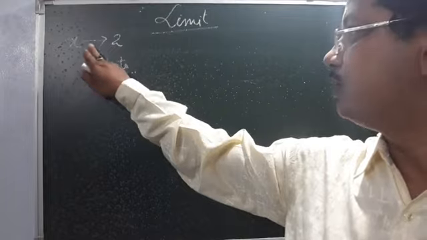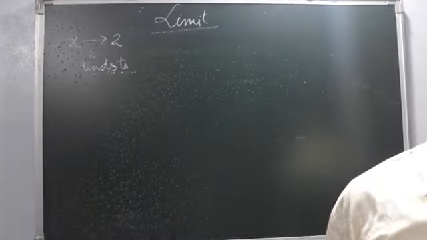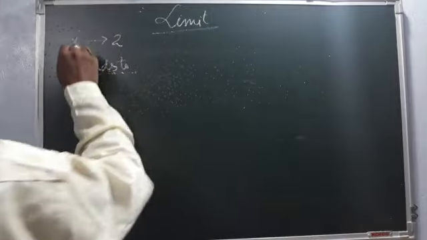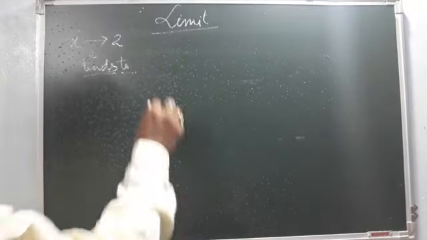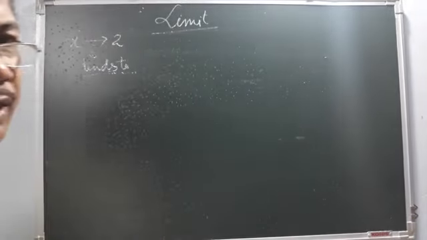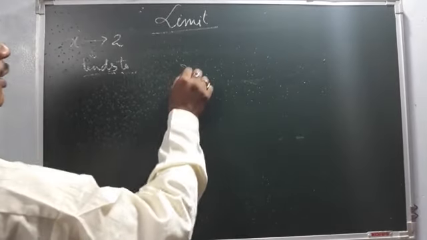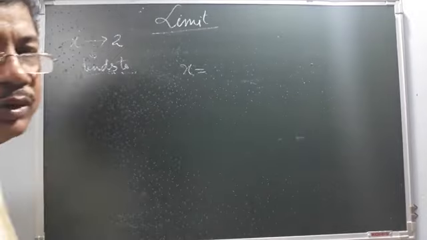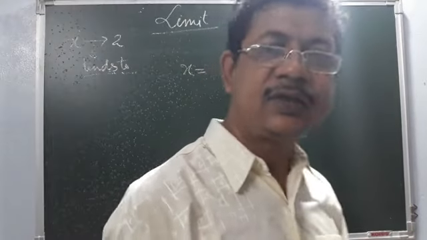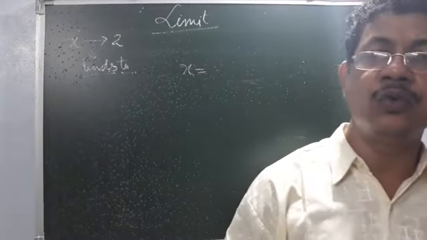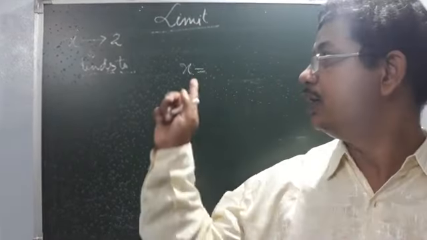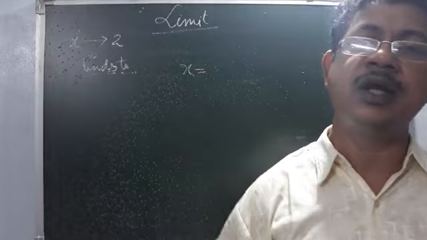So x with this symbol means x tends to 2. What is the meaning of tends to? X is a variable here. So x has different values and x has the tendency to come near to the value 2. That's why the name is given x tends to 2.